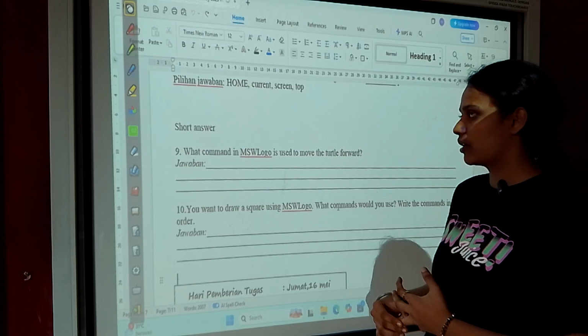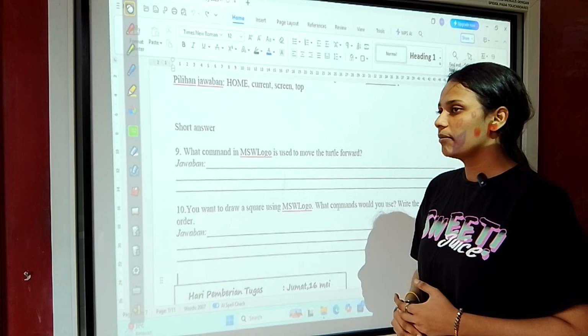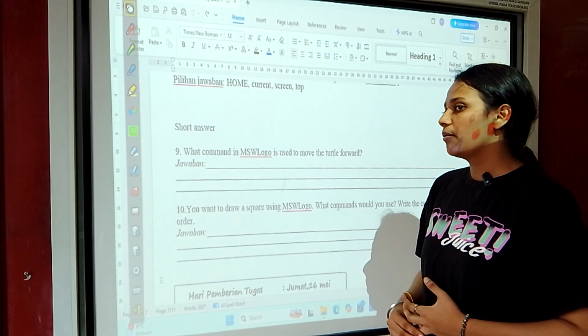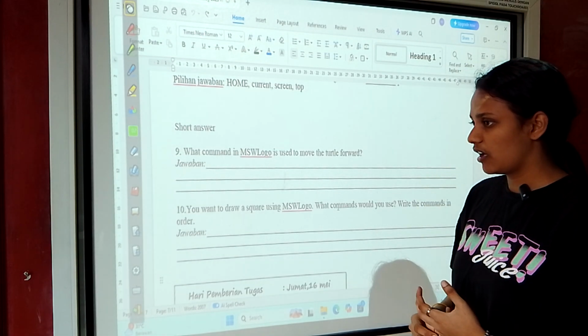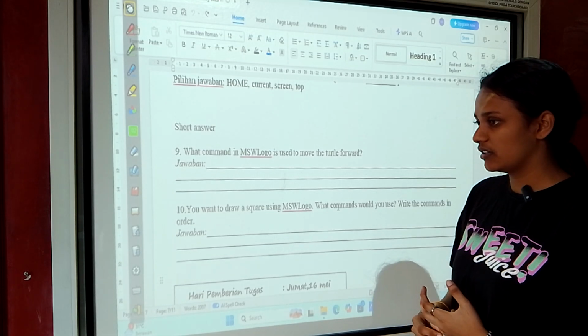So to draw a square, we type repeat 4 [FD100 RT90]. FD100 and RT90. 90? Yes.